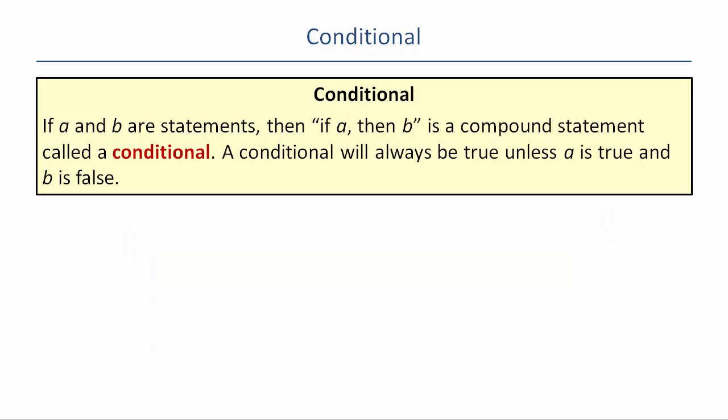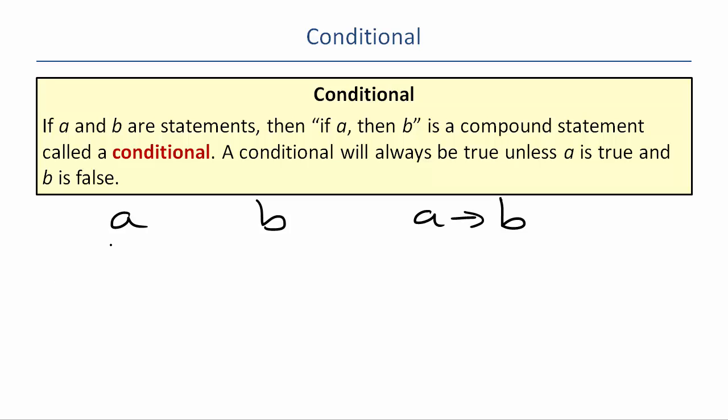Okay, the conditional is the if-then statement. If A, then B. And a conditional will always be true unless A is true and B is false. That one's a little trickier to remember, and it's tougher for students to wrap their heads around. But it basically comes down to the idea of it's kind of like you're making a deal that if you do A, then I will do B.